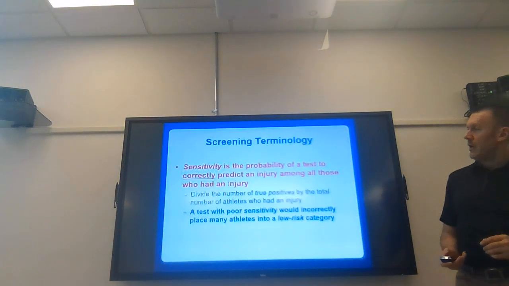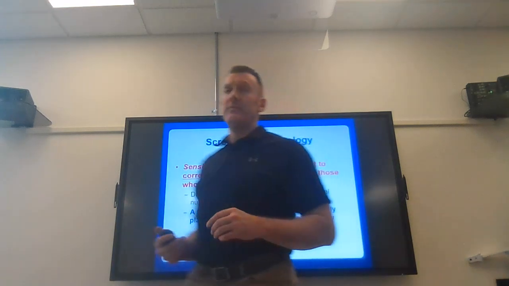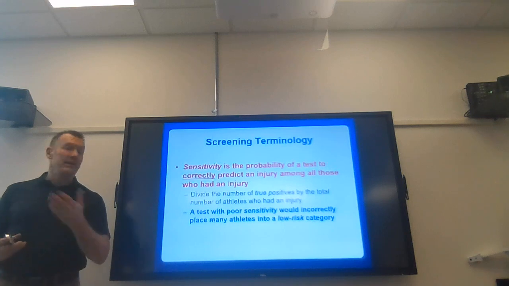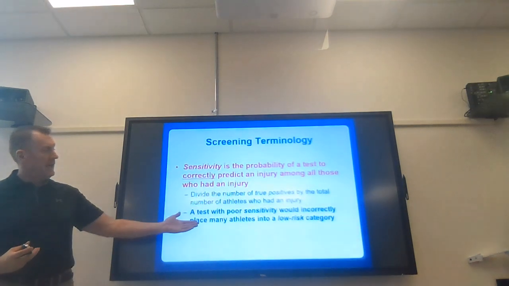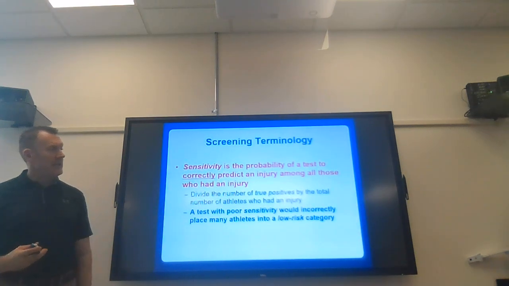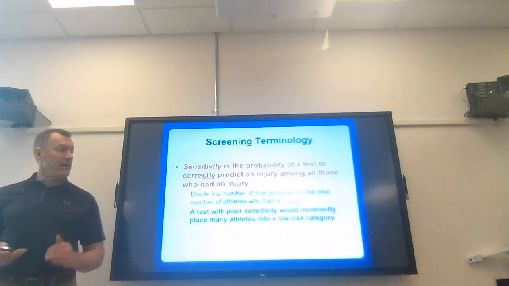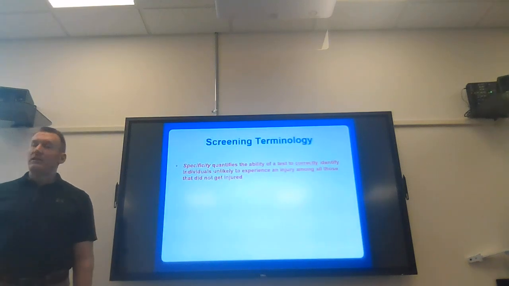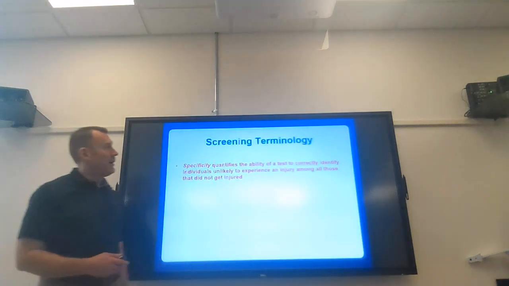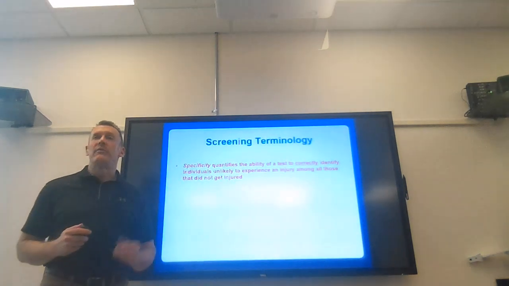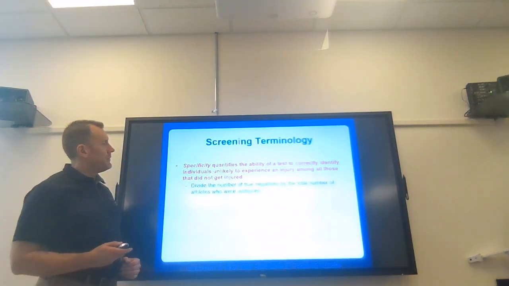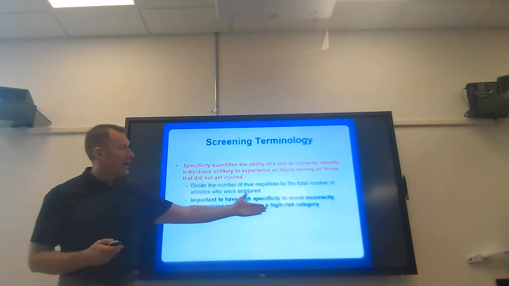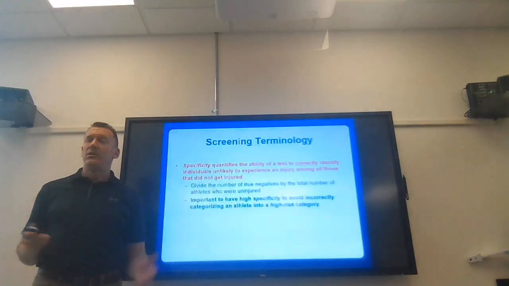So just a little bit more explanation on sensitivity. What Bryant said there, a test with poor sensitivity would incorrectly place many athletes into a low risk category. Specificity, on the other hand, is the ability to correctly clear a group of athletes. So it's important to have a high specificity to avoid incorrectly categorizing an athlete into high risk when they shouldn't be.